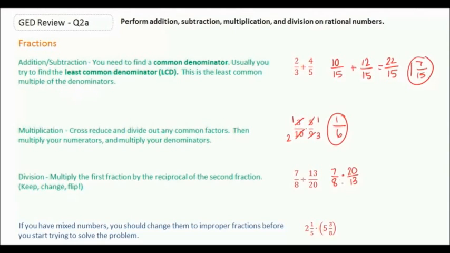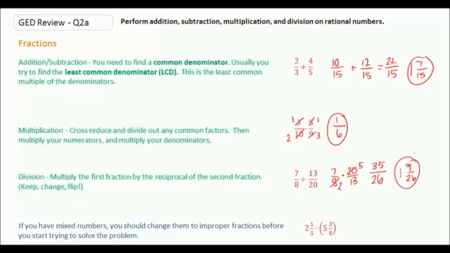So now that we're multiplying, we can follow these rules and we can cross-reduce. I see that 4 goes into both 8 and 20. So 4 goes into 8 2 times, and 4 goes into 20 5 times. Nothing divides out between 7 and 13. So we multiply our numerators, 7 times 5, which gives us 35. 2 times 13 is 26. And if we change that back to a mixed number, it'd be 1 and 9/26.